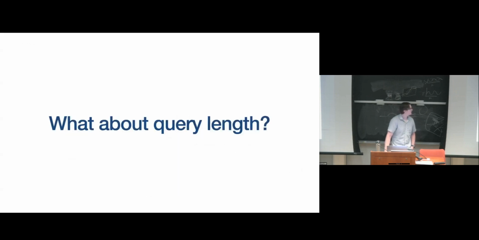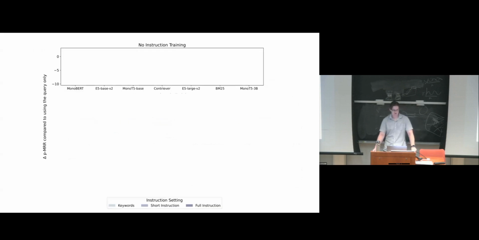But what about query length? Right, so we could do the same analysis with query length. I'm going to show here the 3 different types of instruction settings. These were actually generated by GPT. I took the original TREC instructions in dark blue. I then had GPT turn that into a short instruction in the style of the ones they're used to, and then also keywords in light blue.